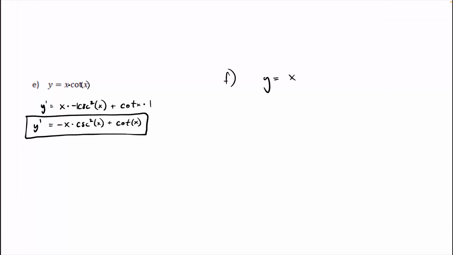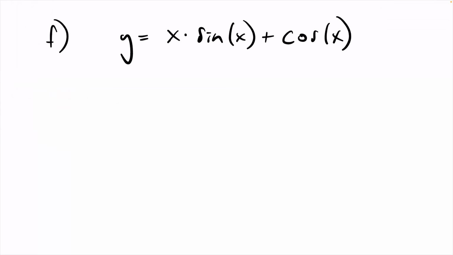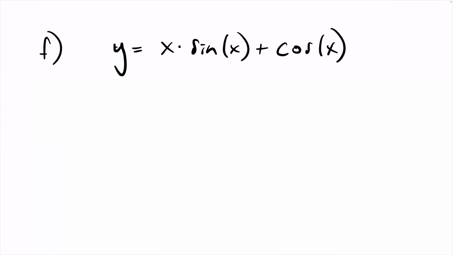Y equals x times sine of x plus cosine of x. There's the first one. The reason I'm giving you this one is because it's a combination. We have to use a couple different rules. So the first thing is we have this term, that's a first term. And then here's the second term. So we got to do them separately.